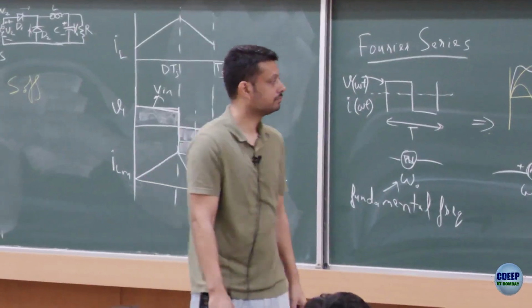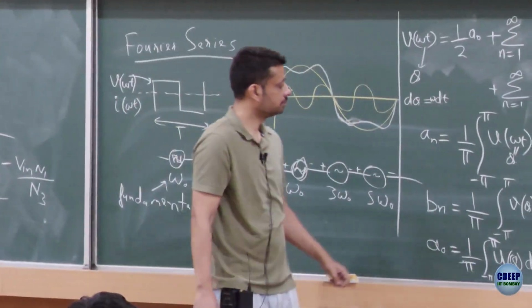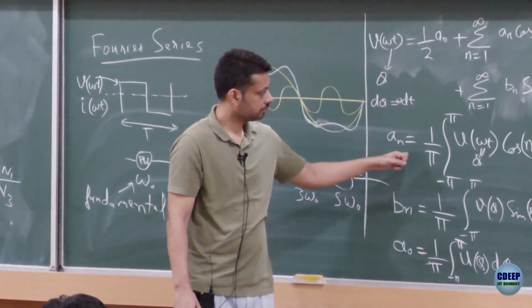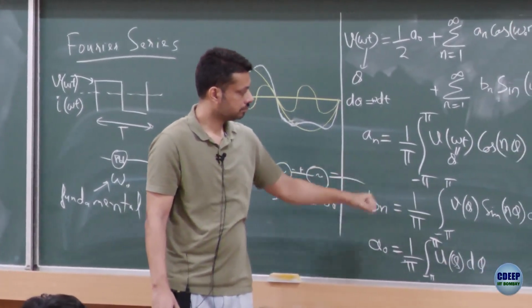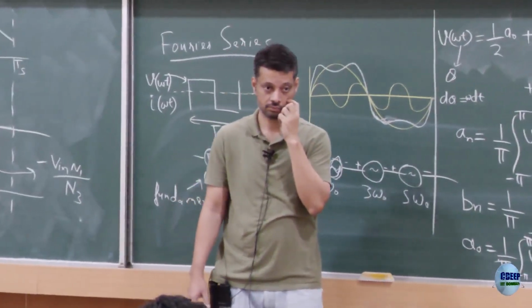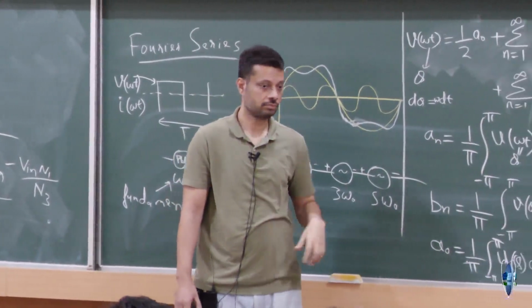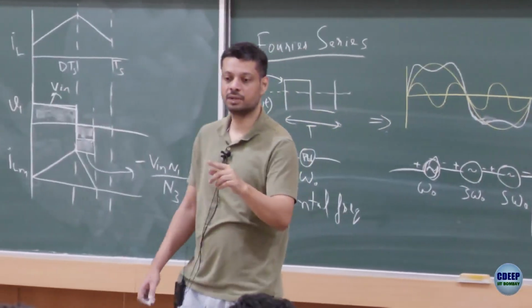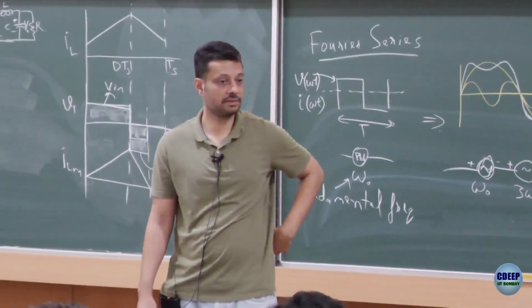The end expression is 1 by 2 pi, and we also write 1 by T integral of minus T by 2. Let's check the formula. Can some of you Google and quickly check the formula? It's fine.